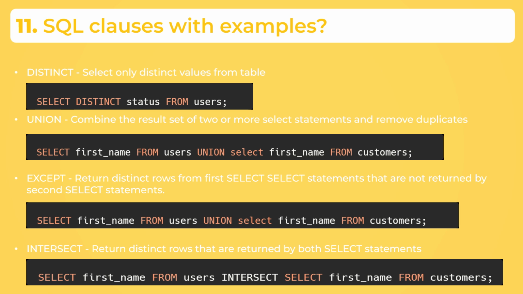Except. Return distinct rows from the first select statement and not return the second select statement. Select first name from users except select first name from customers. Next one is intersect. Return distinct rows that are returned by both select statements. Select first name from users intersect select first name from customers.